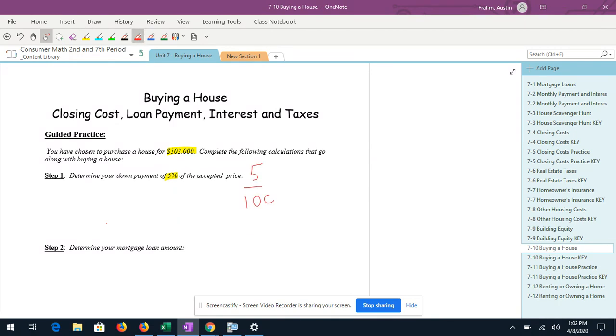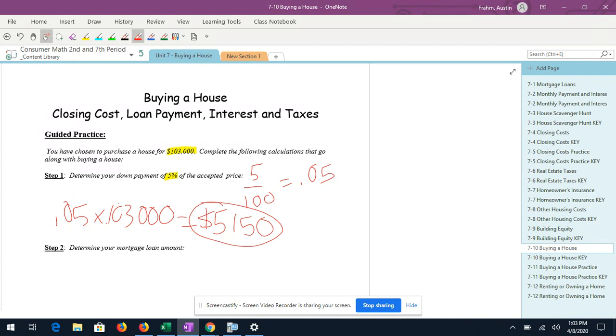So we got to change that percentage into a decimal by dividing it by 100, which is 0.05. Then we take that decimal and multiply it by the cost of the house. So 103,000 times 0.05 should come out to be $5,150.